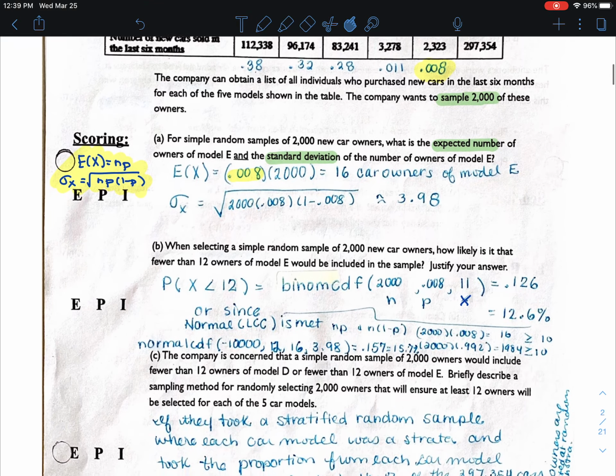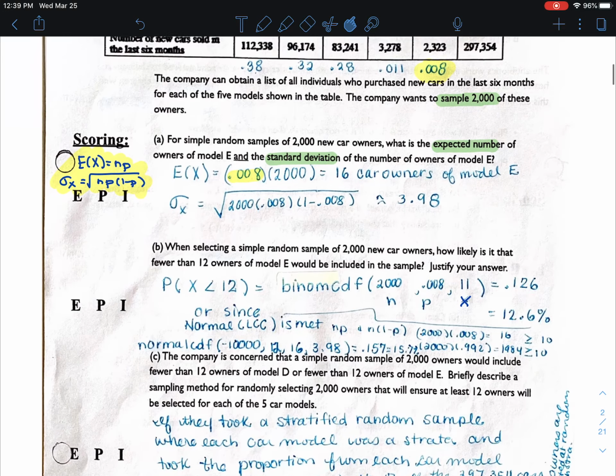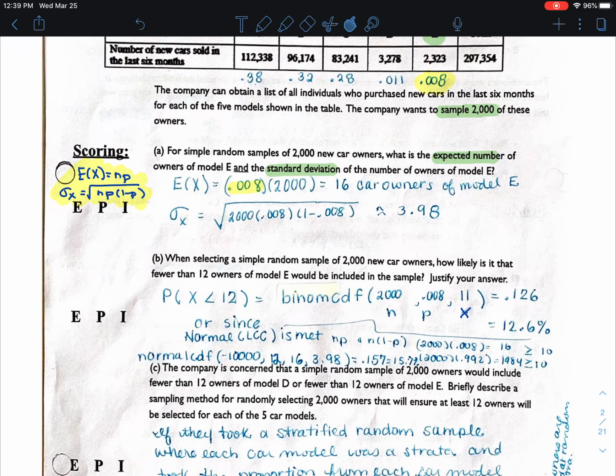Okay, for part B, it says, when selecting a simple random sample of 2,000 new car owners, how likely is it that fewer than 12 owners for Model E would be included in this sample? Okay, so the question is, what's the likelihood that we're talking about less than 12? Now, here's where you're going to have to be a little bit careful. This is a binomial problem, okay, because we know the probability that someone would buy a Model E car is this 0.008, so that's our P. Okay, we know of the 2,000, that's like our fixed number of trials.